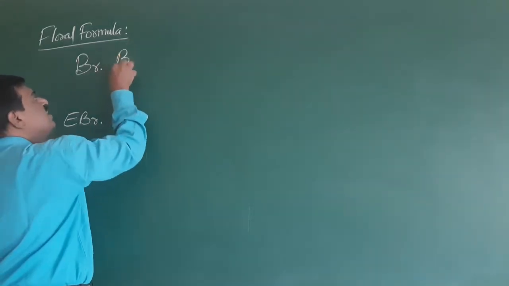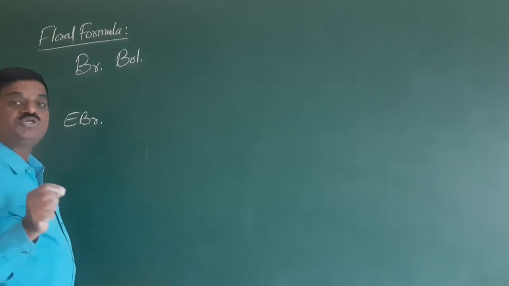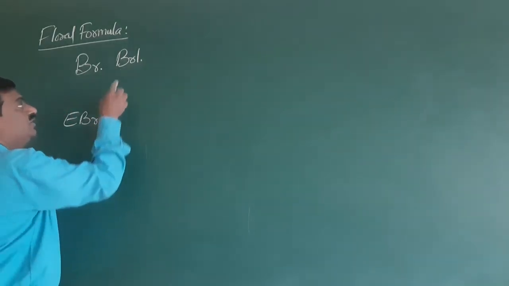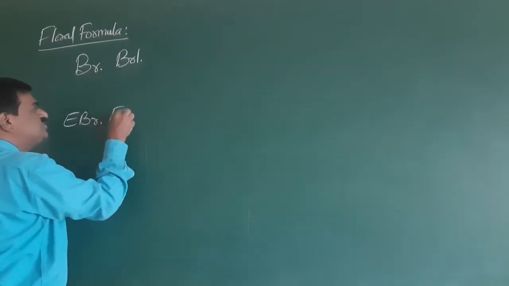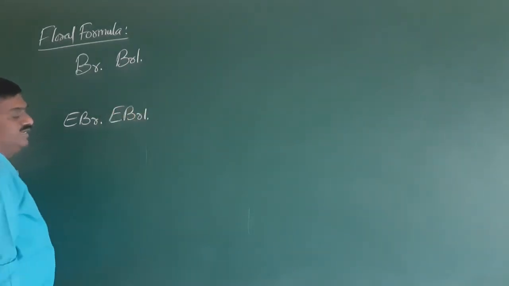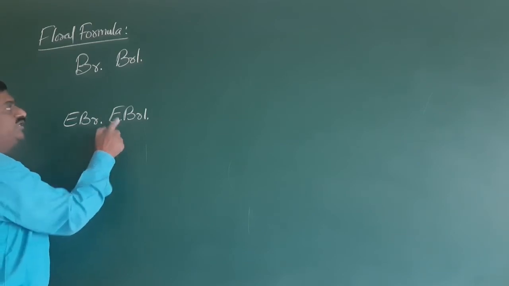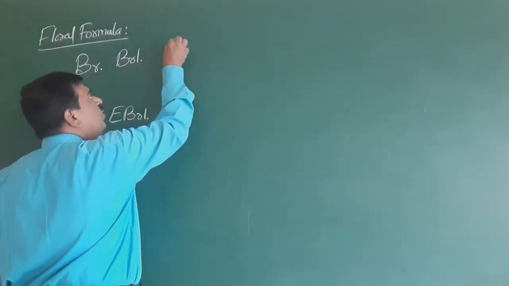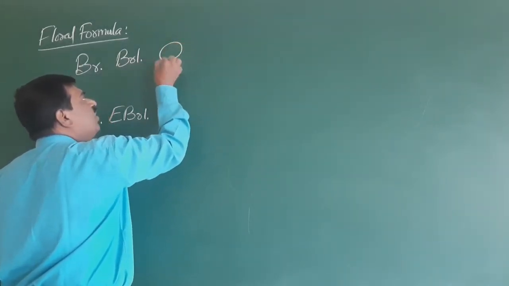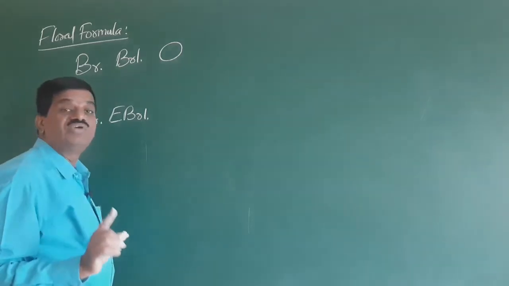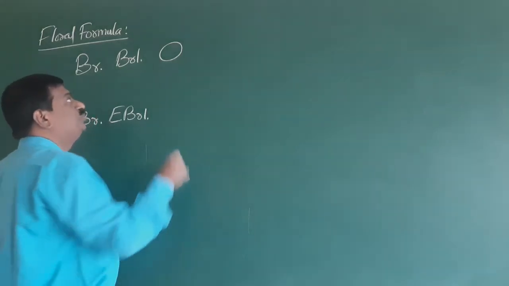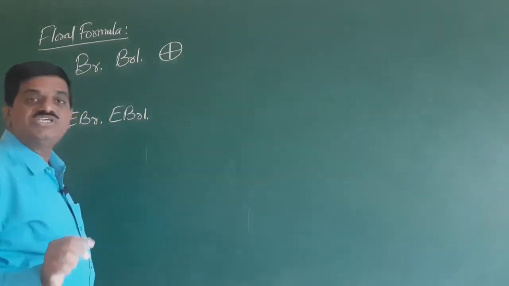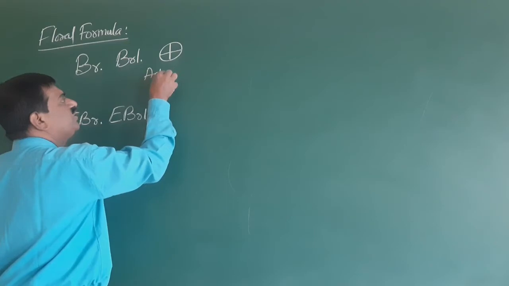Next one is BRL. That indicates bracteole. If a bracteole is present, we write BRL. If it is absent, we are writing EBRL. That indicates ebracteolate and this is called bracteolate. Next, we are going to mention whether the flowers are actinomorphic or zygomorphic. Symmetry of a flower should be written. So when you write a circle and write plus, this is always called actinomorphic.